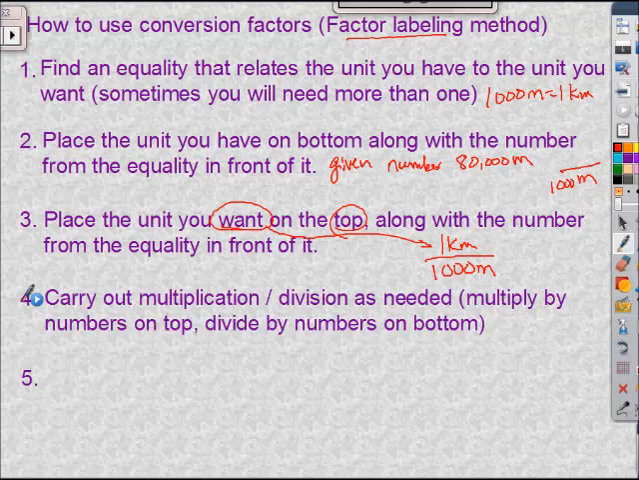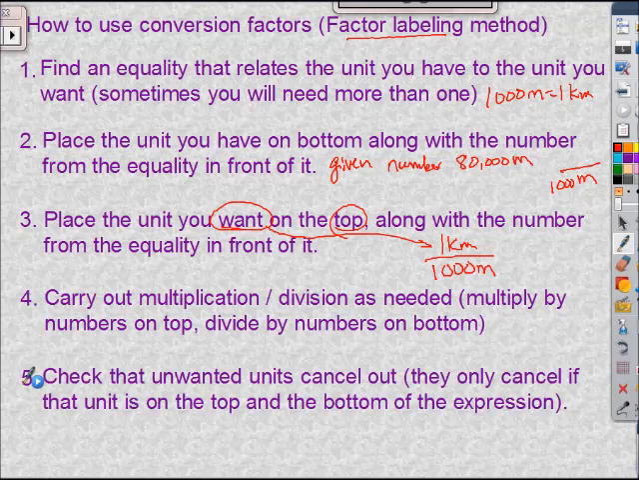Carry out your multiplication and division as you need to. If it's on top, you multiply. If it's on the bottom, you divide by that number. It doesn't matter the order that you do. Just make sure anything on top is multiplied, anything on bottom is divided. And then you're going to check your units. Your units should cancel out.